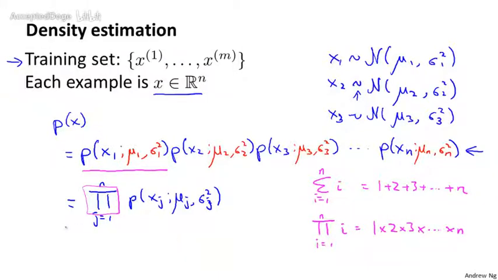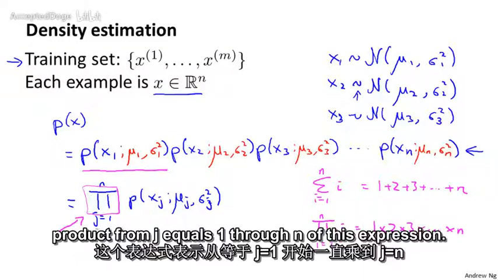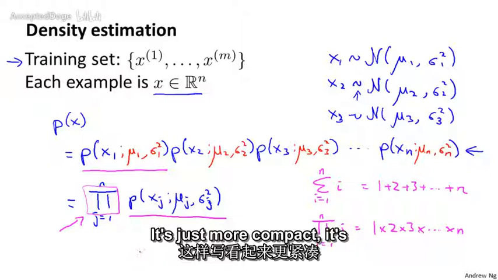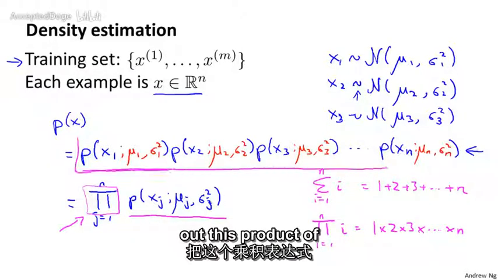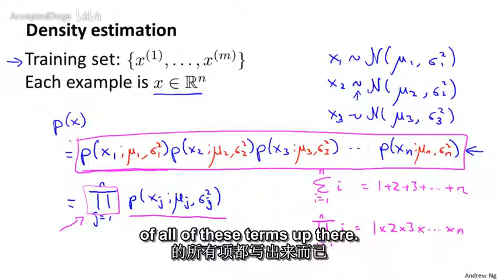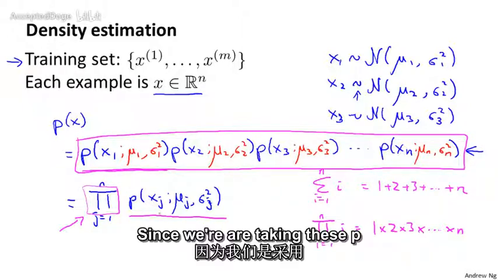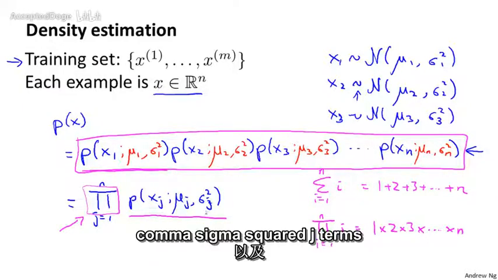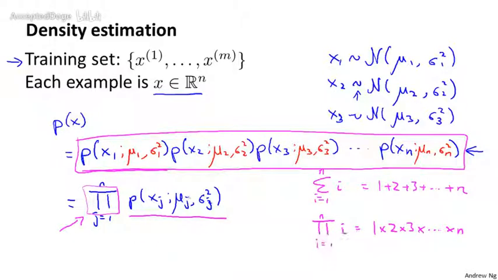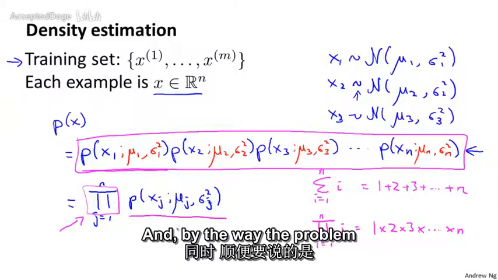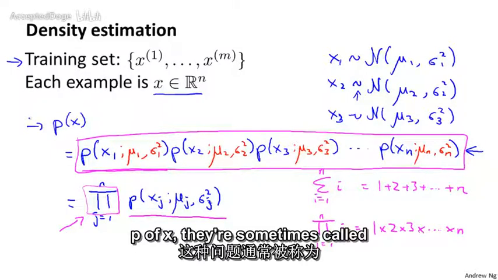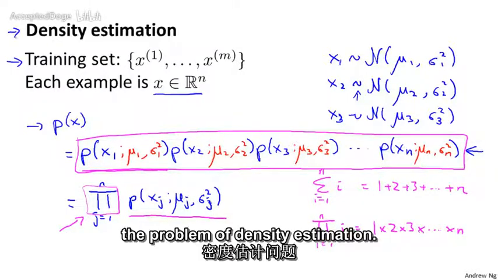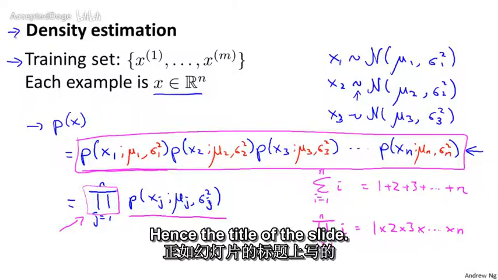And so using this product notation, this product from j equals 1 through n of this expression is just a more compact, or shorter, way of writing out this huge product of all of these terms up there, since we're taking these p of xj given mu j comma sigma squared j terms and multiplying them together. And by the way, the problem of estimating this distribution p of x is sometimes called the problem of density estimation, so hence the title of the slide.